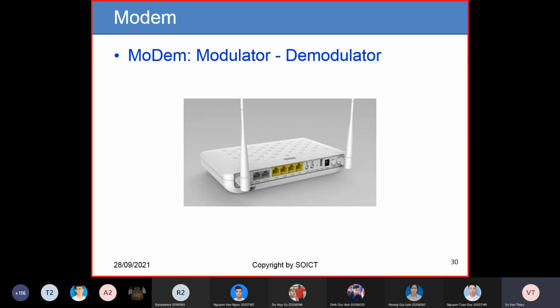The aim of the modem is to convert the signal from your equipment and send it to the provider, and then receive the signal from the provider, convert it, and transfer it to your equipment. So a modem is installed in between the provider of internet and the users of the provider. Okay.